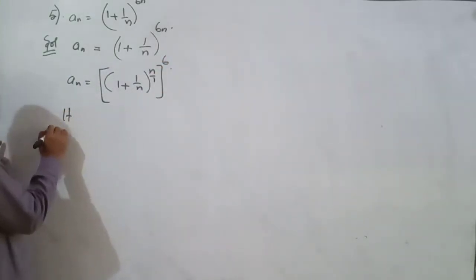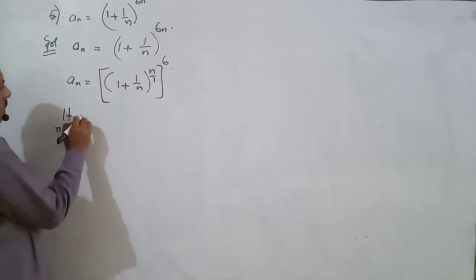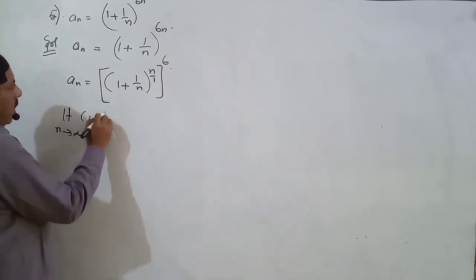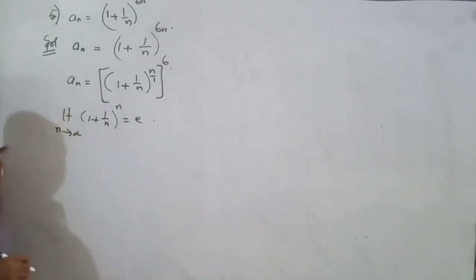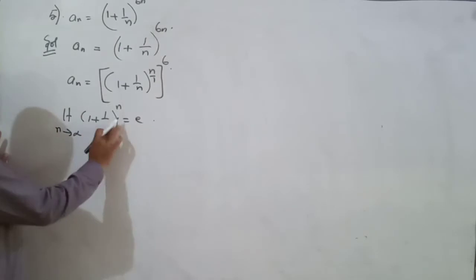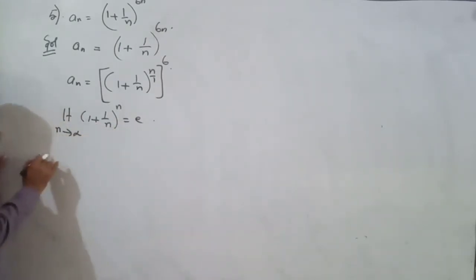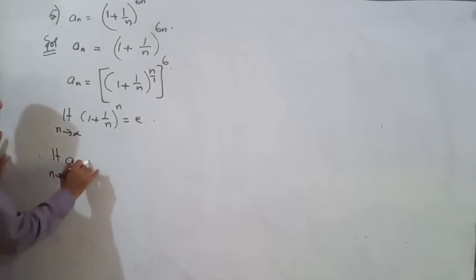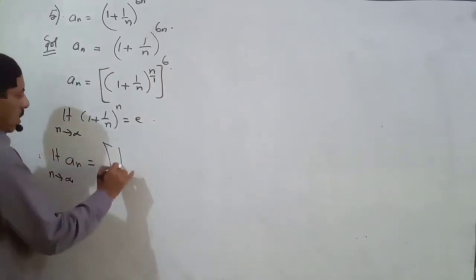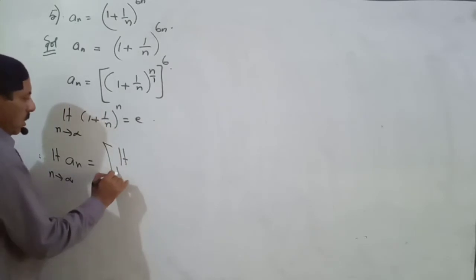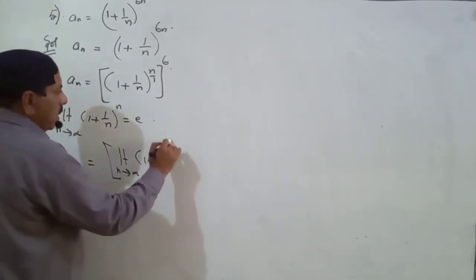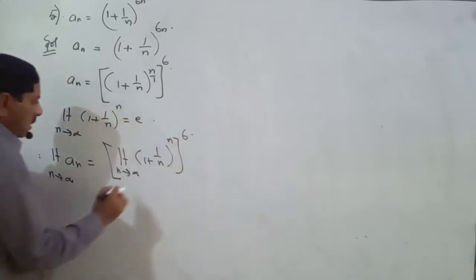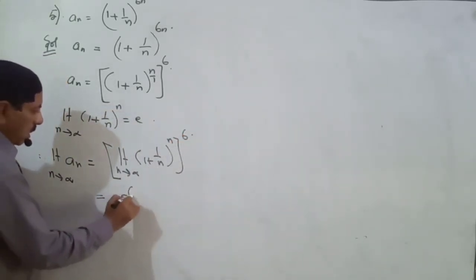As limit n tends to infinity, (1 plus 1 upon n) power n is equal to e. Therefore, limit n tends to infinity a n is equal to limit n tends to infinity (1 plus 1 upon n) power n, whole power 6, will be e power 6.